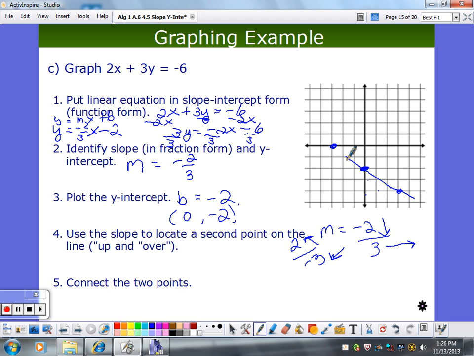Oh, I'm having trouble with this one. Okay, there it is. Connect them. Don't forget your arrows. Are the arrows important?